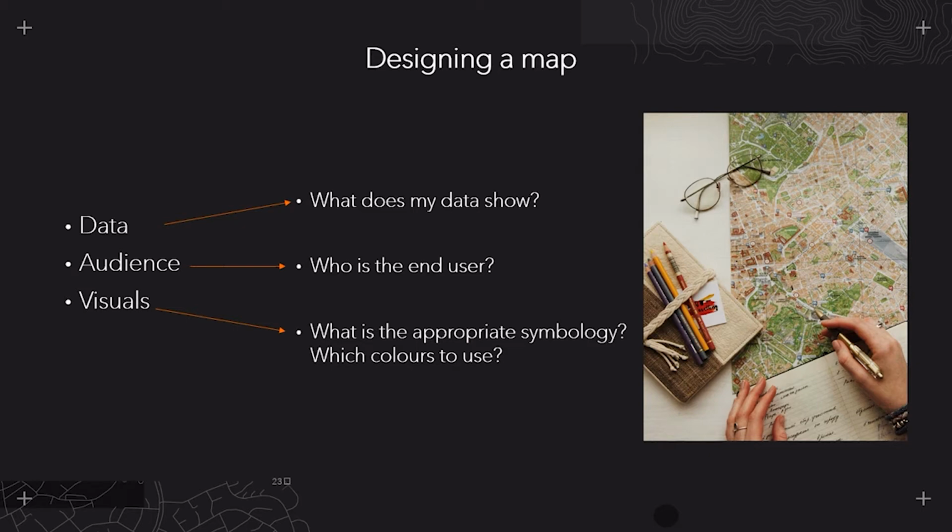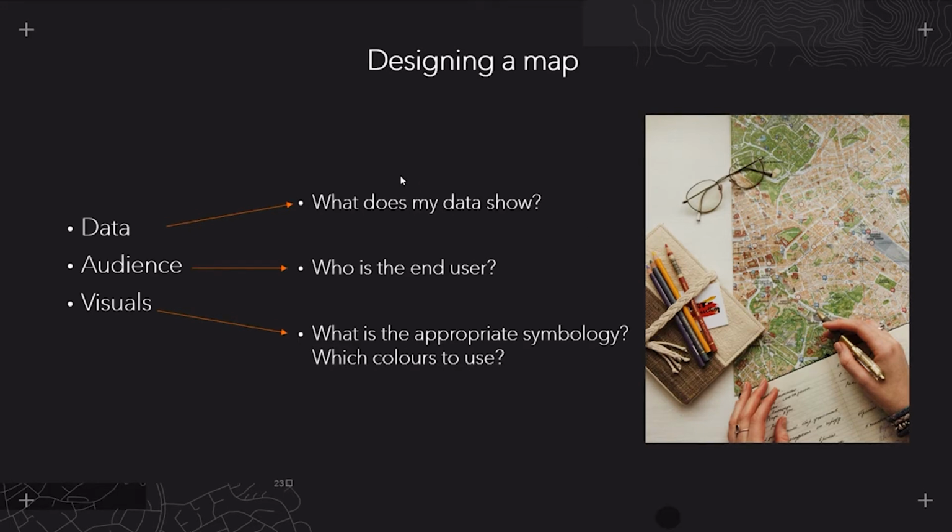So the visuals are what we're going to focus on mainly today, and they're driven by both the data and the audience. So, what is the appropriate symbology to use? Well, it actually depends on who the end user is, which will define how I'm going to choose my symbology. And likewise, what does the data show that might influence the colors that I use within my maps?